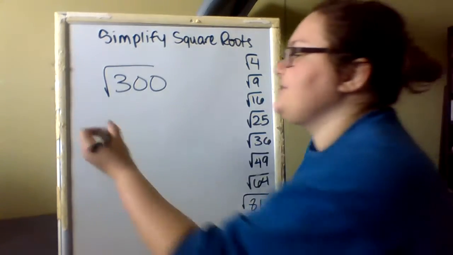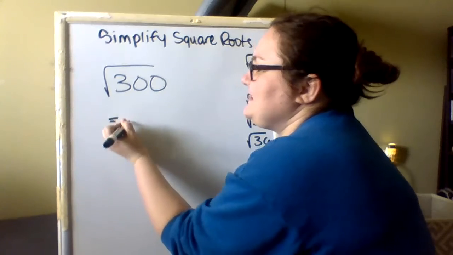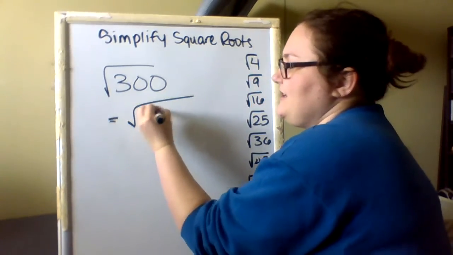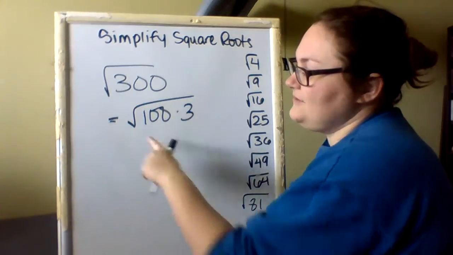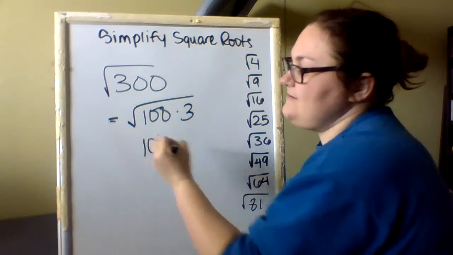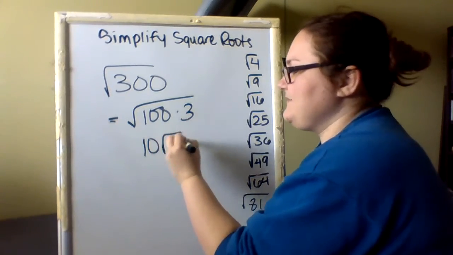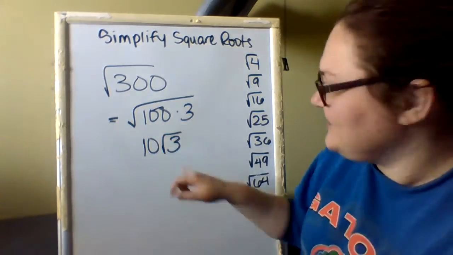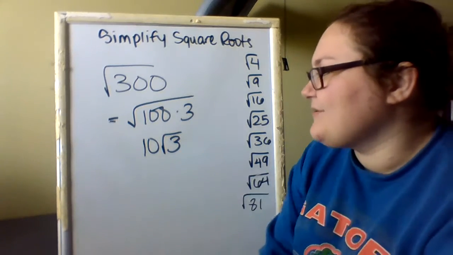So I could see 300 and say, well, that's the same thing as the square root of 100 times 3. Square root of 100 we know is 10. Square root of 3. All my problems have square root of 3 in it. That's not always the case. But then we get 10 square root of 3.